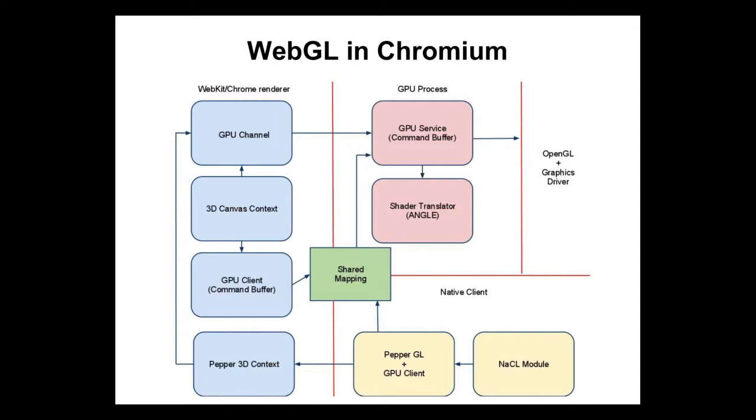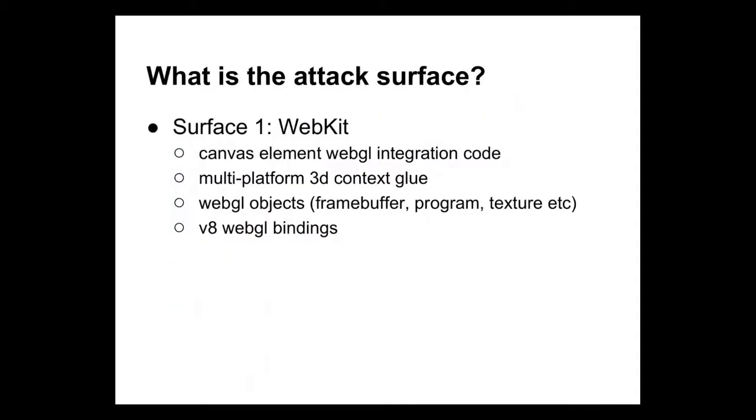So just to go into a little bit of depth, I'll skip through this pretty quickly, about the attack surface. Going from the outside to the inside, we start with the WebKit surface, which includes the canvas element in WebKit. It has some WebGL integration code already. So if you look into Chromium, you look into WebKit. WebKit is actually in the third-party path of the Chrome source tree, but it already has some very specific WebGL integration code there. Multi-platform glue, because WebGL is supported by multiple browsers, you need some kind of glue to say that Chrome might have a different actual 3D context object to Firefox.